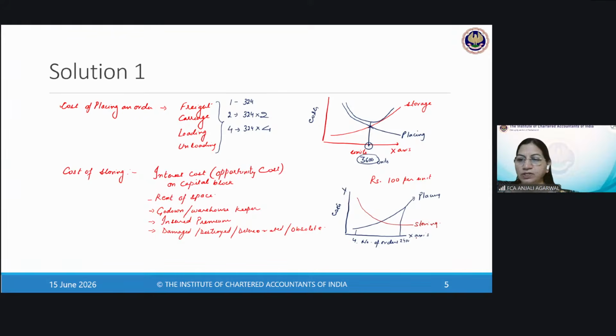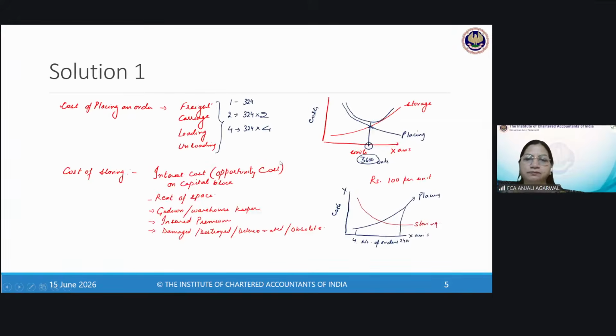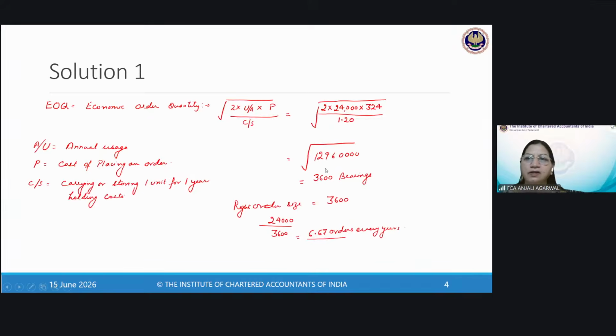So you have to look at what is on the x-axis. Is it number of units or number of orders? If it is units, storage will rise, placing will fall. But if it is number of orders, placing will increase, storage will fall. The same concept, we can also do in a tabular manner.